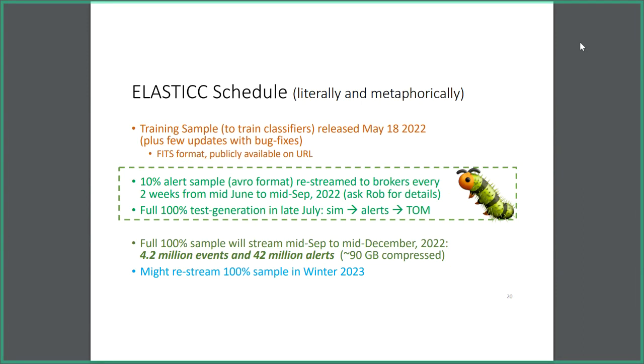So the idea is in mid-September, we plan to start streaming the full 100% sample. And that will continue essentially until Christmas, mid-December this year. There will be a little over 4 million events and more than 40 million alerts streamed over that time. It's about 90 gigabytes compressed, so it will be several hundred gigabytes uncompressed.